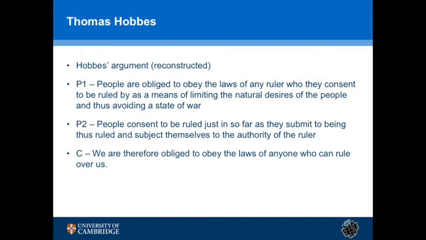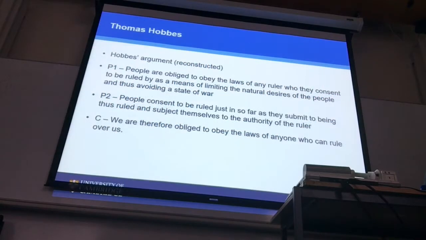But here's an attempt. So Hobbes says that people are obliged to obey the laws of any ruler whom they consent to be ruled by as a means of limiting the natural desires of the people and thus avoiding a state of war. Well, that's pretty similar. The reasons why we are supposed to consent to these laws are different. We're consenting to a ruler rather than to a political society, but still the obligation is based on consent. It's the same idea. We can see the similarities and the family resemblance between Locke and Hobbes here. However, the P2 is obviously much different. People consent to be ruled just insofar as they submit to being thus ruled and subject themselves to the authority of the ruler.